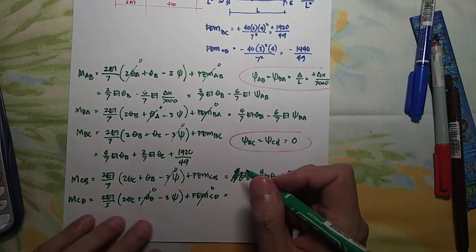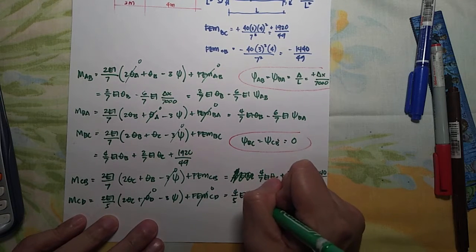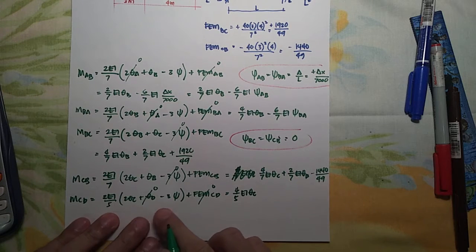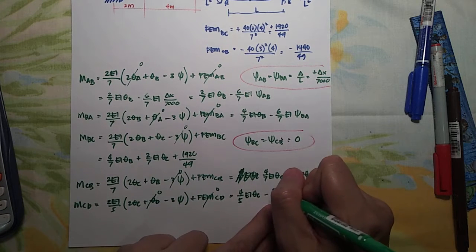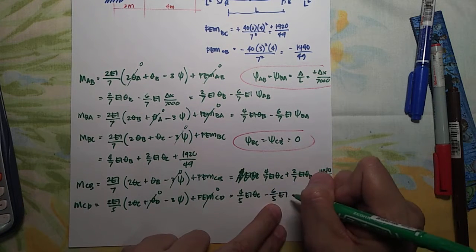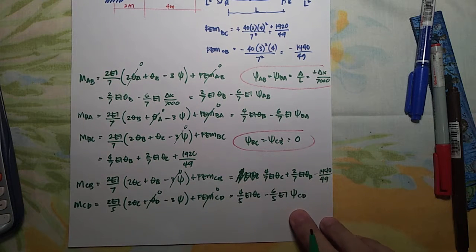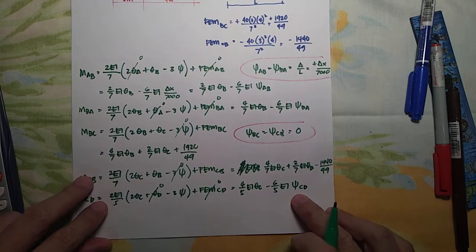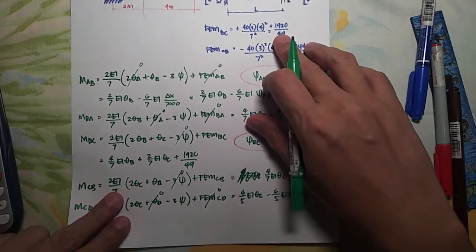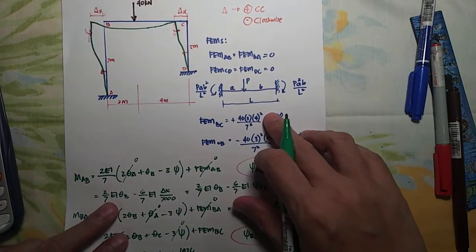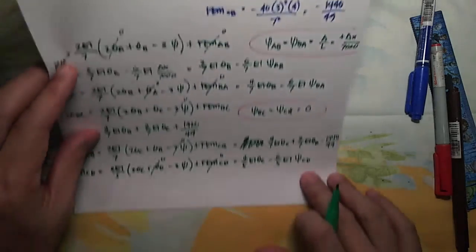So when simplified, this becomes 4 over 5 EI theta C, minus 6 over 5 EI psi on CD. Okay, psi on CD. Now, what is psi on CD? Actually, psi on CD is the same, different, no? Because the length is different, but the delta would be the same, delta X then.